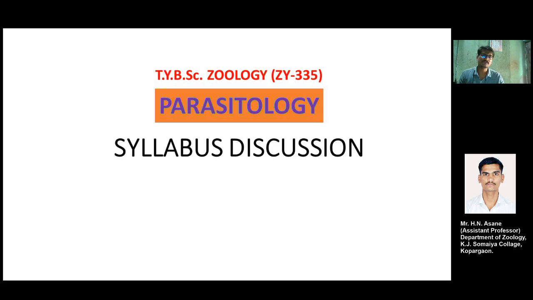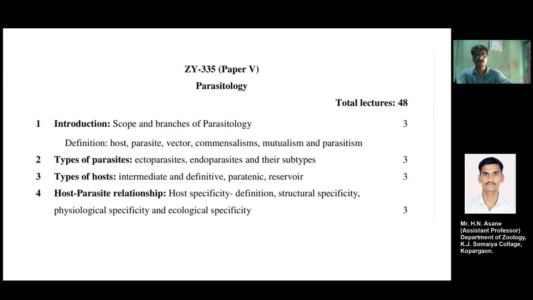So let's start the syllabus discussion of paper five, subject code ZY335, theory paper number 5, parasitology. Let's begin with the syllabus discussion. As you see here, the chapters and the total allotted lectures are given, and in parasitology we are studying six to seven chapters in this paper, and we will start with the introduction to parasitology.